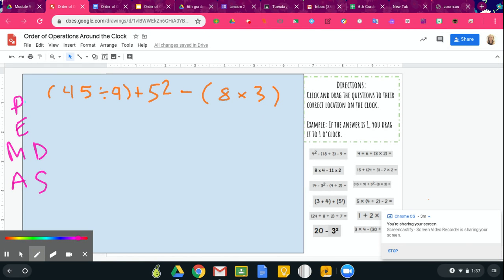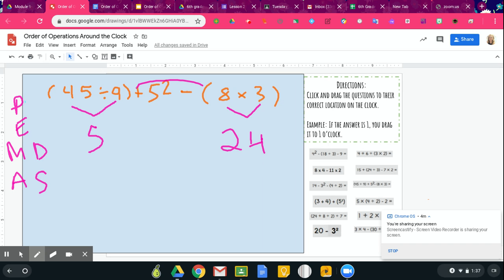And on this particular question, there's two sets of parentheses. So we're just going to solve them from left to right. So right here, 45 divided by 9 is 5. And then over here, 8 times 3 is 24. Once you do that, you just kind of pull everything else down. So this big chunk in the middle still stays in the middle. And it's 5 squared, not 52.